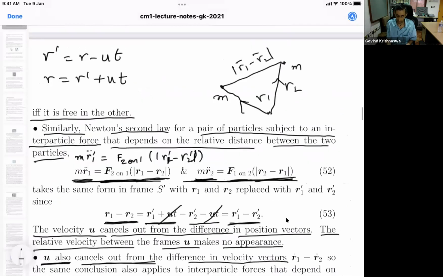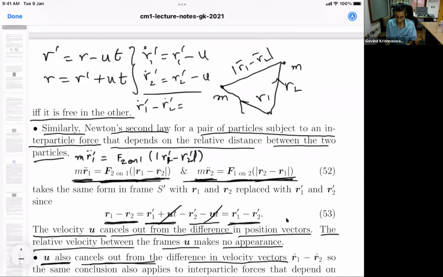If I take the derivative of this equation, I'll get R1 prime dot, R prime dot is equal to R dot minus U, and that is for 1. And R2 prime dot is equal to R2 dot minus U. So taking the difference in velocities, R1 dot prime minus R2 dot prime is the same as R1 dot minus R2 dot. The U cancels out.